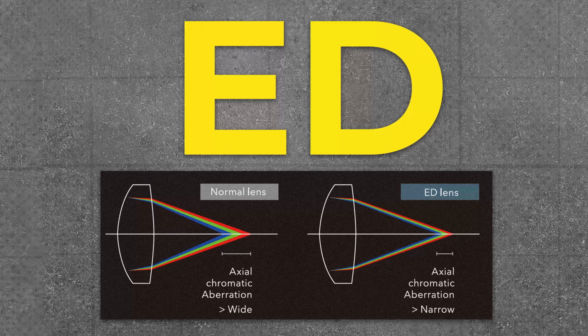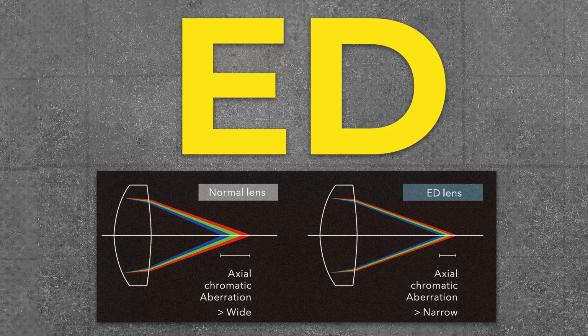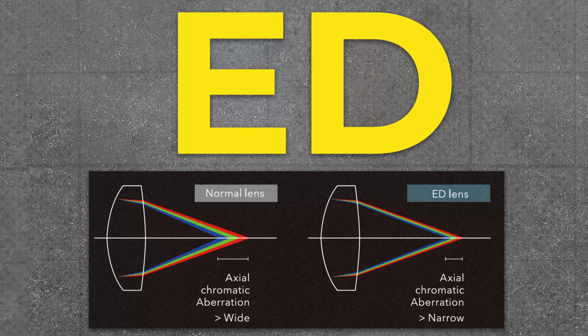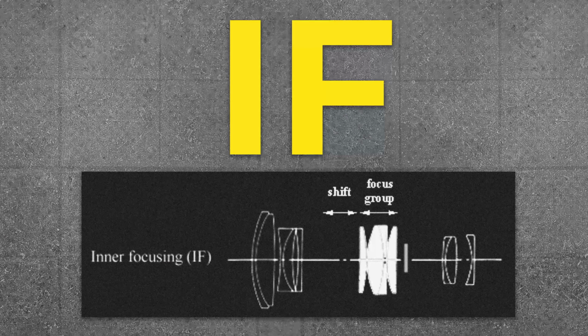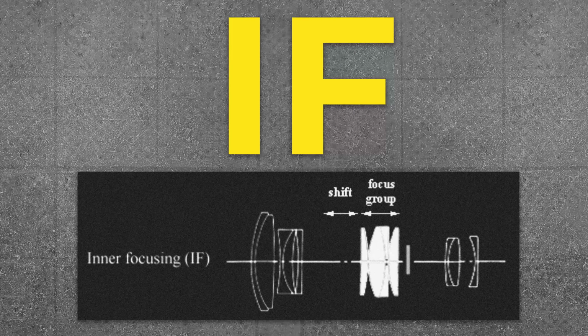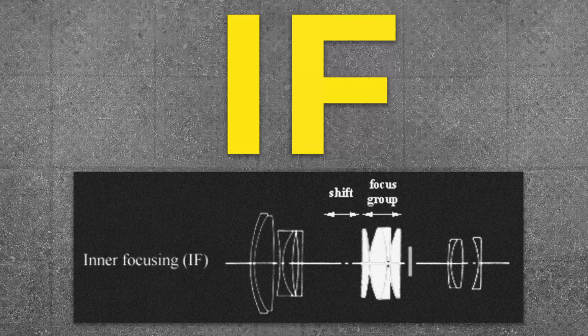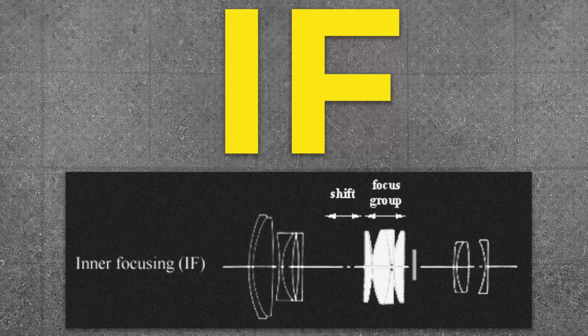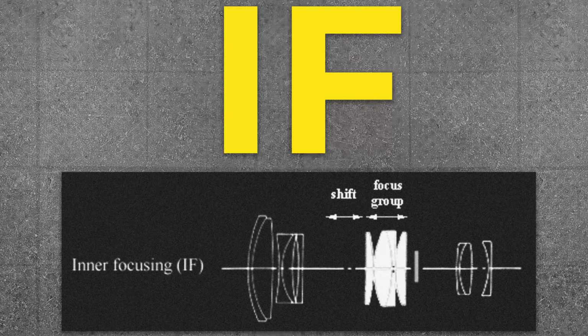ED stands for extra low dispersion. This is technology used to combat color fringing such as chromatic aberration, something cheaper or older lenses tend to suffer from. IF stands for internal focusing. In the old days, the entire lens had to move in and out to focus. IF lenses focus the lens by just moving some elements around inside the lens barrel. This is the case in most quality prime lenses.